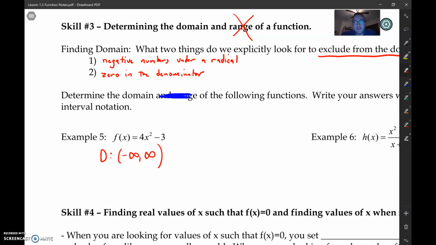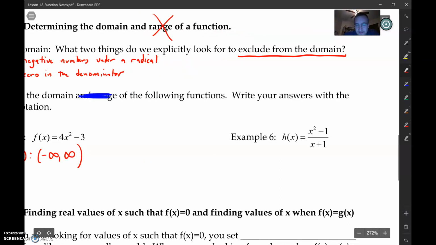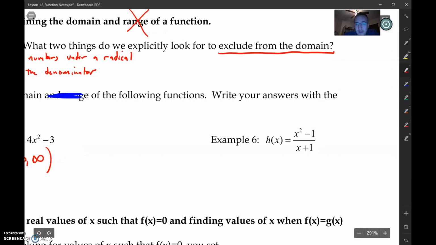Let me show you an example where everything doesn't work. That's example number 6. Okay. I don't see any square roots, so we don't have to worry about that. But we do have a denominator here. And we do not want this denominator to be equal to 0. So it's pretty actually self-intuitive what we do. If we don't want it to equal 0, then what we need to do is we need to take it and set it equal to 0 and solve for what we don't want x to be.